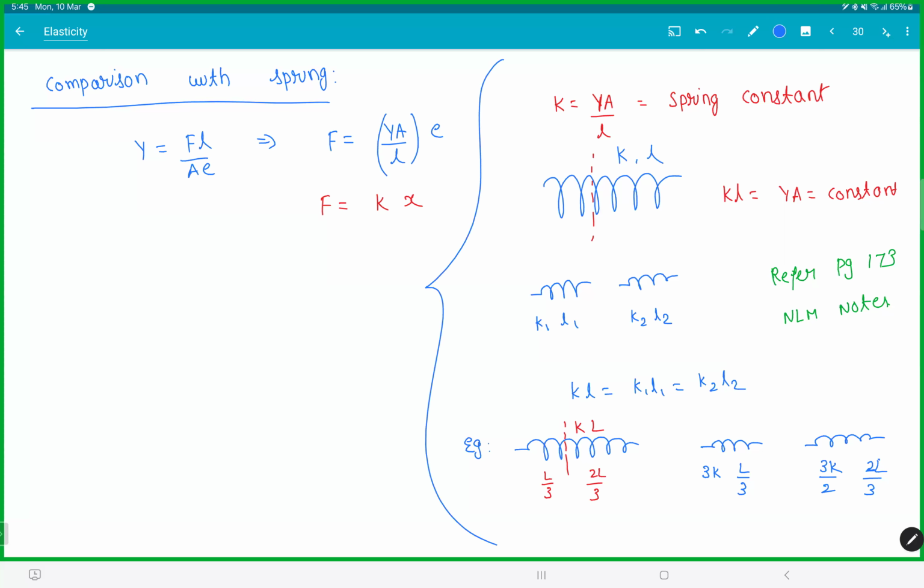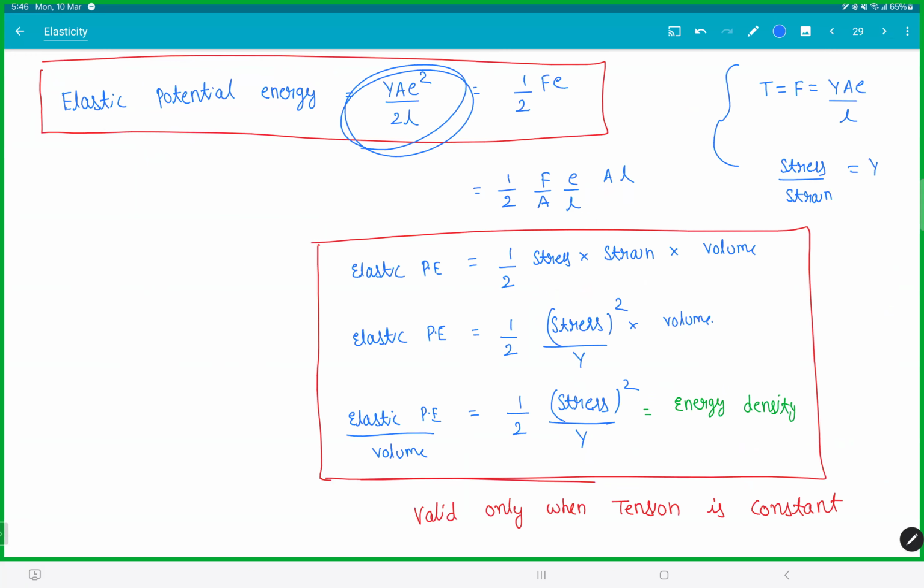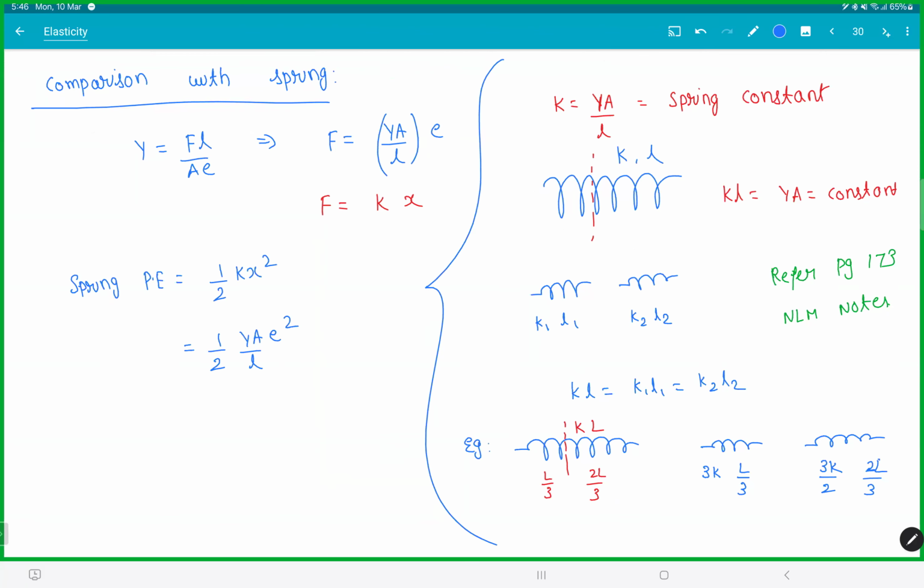So you can compare it like this with a spring. If you even see the spring energy, spring potential energy is half kx square. And you will see the relation. This will be half YAE by L, so that is K, and e square. Can you see this formula looks like this? So you get the same formula there. It kind of looks like a spring. Again, only problem, valid for constant tension.